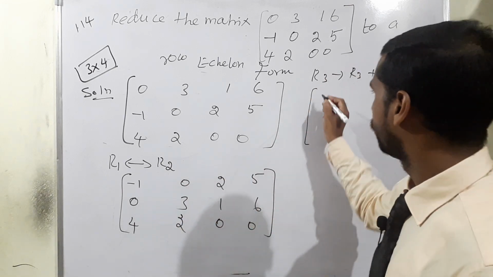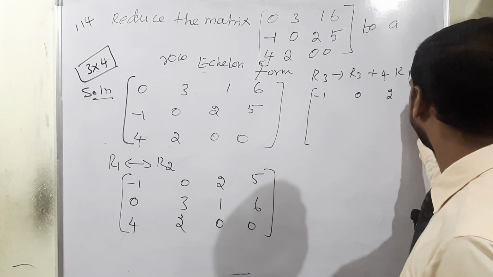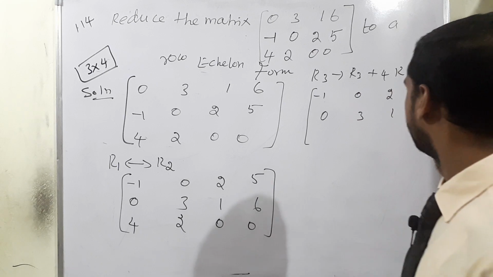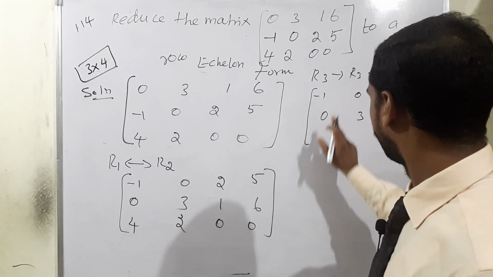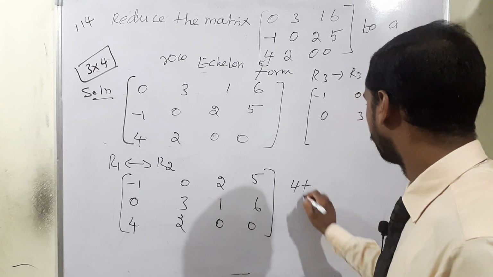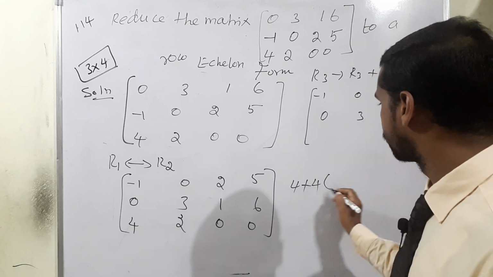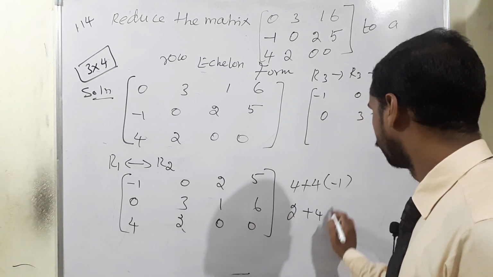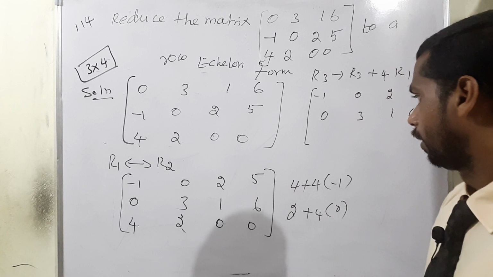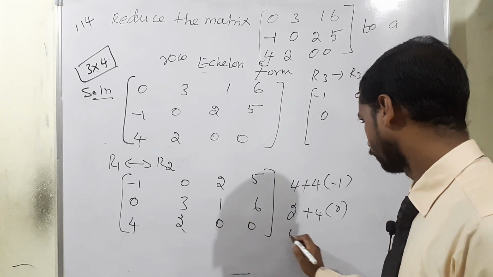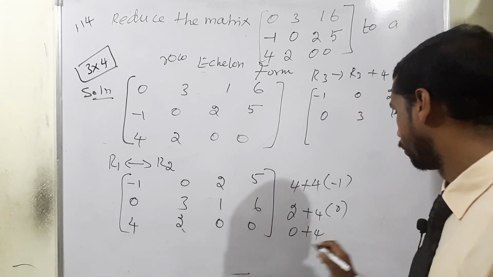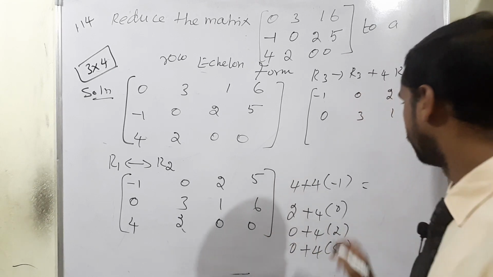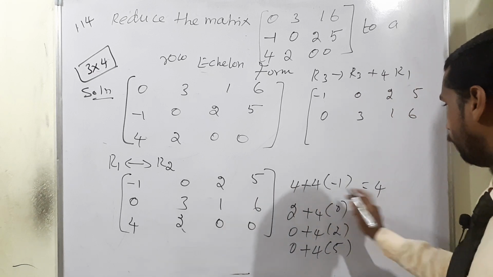So R1, R2 as it is. What is the R1 term? Minus 1, 0, 2 and 5. R2: 0, 3, 1, 6. R3 plus R3, what is the term? 4 plus again 4 into R1, means minus 1. The next one, 2 plus 4 into R1, already 0 is there. Next one, 0 plus 4 into 2, isn't it? Next condition, 0 plus 4 into 5. What is the answer? First one, 4 into minus 1.